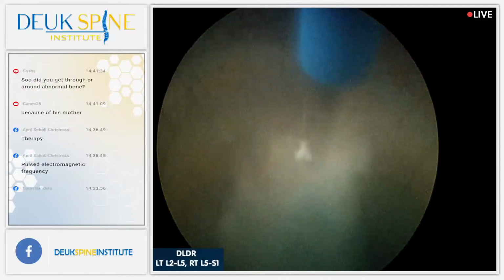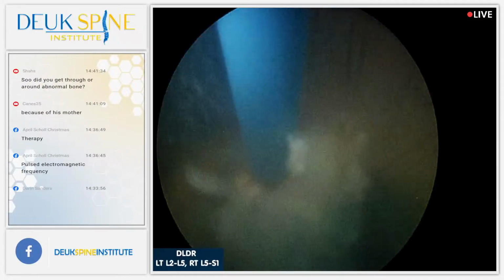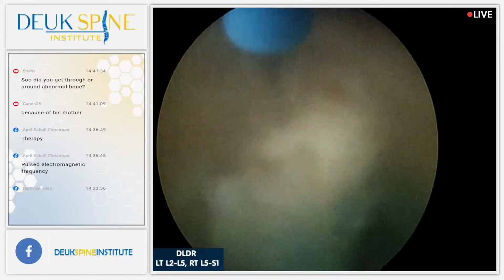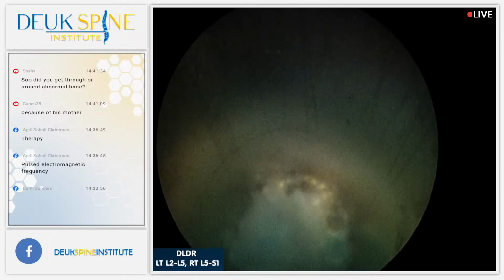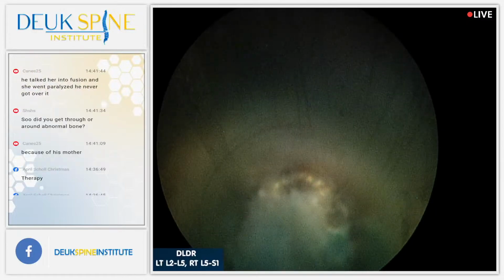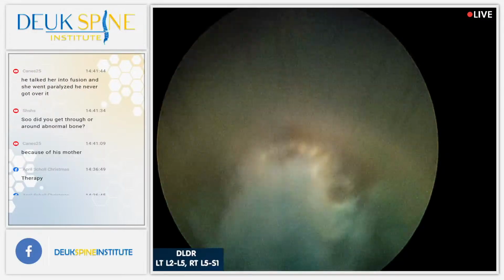Look at that herniation right there. This is the big one at L5-S1. It's sitting inside the tube right now. I'm going to go pull it out. It's huge. I think there's more to it. I don't have the whole herniation. This is just part of it.